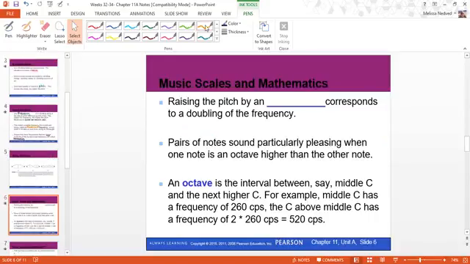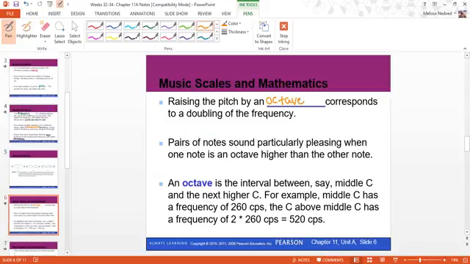All right. Raising the pitch by an octave, and again, if you're familiar with music, that's a term you've heard before. If you're not, it might be new to you. It corresponds to a doubling of the frequency. Pairs of notes sound particularly pleasing when one note is an octave higher than the other note. An octave is the interval between, say, middle C and the next higher C. For example, middle C has a frequency of 260 cycles per second. The C above middle C has a frequency of 2 times 260 CPS, or 520 CPS.